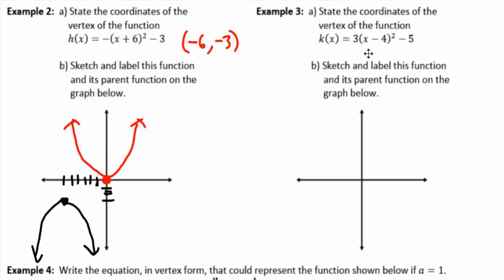All right, example 3. Now, parent function, excuse me. I have a vertex of 4, negative 5. Positive 3, so I'm opening up. It's going to go up still. 4, negative 5, so to the right 4 and down 5. And somewhere right there maybe.